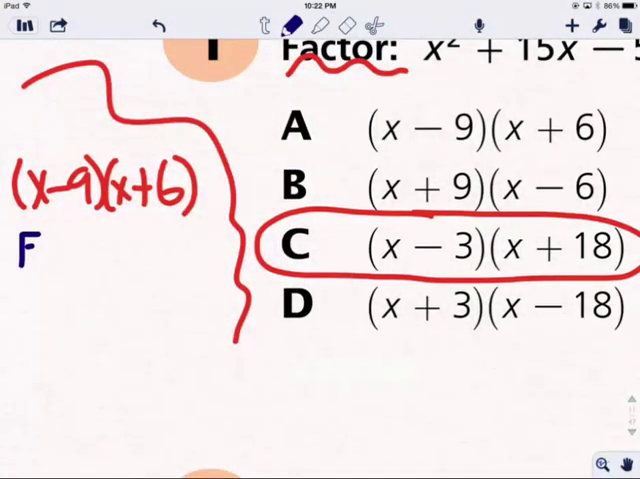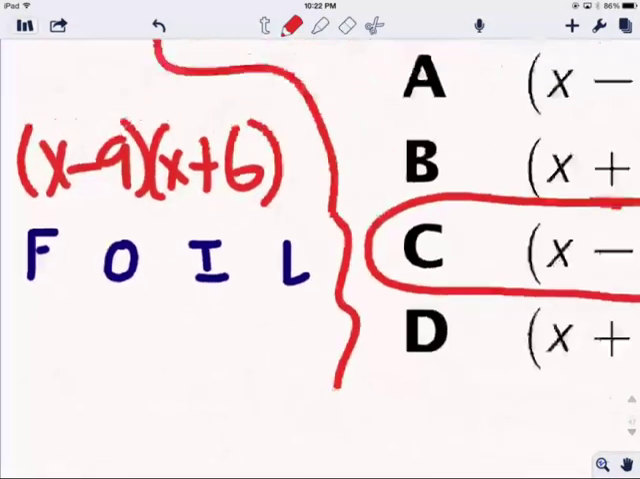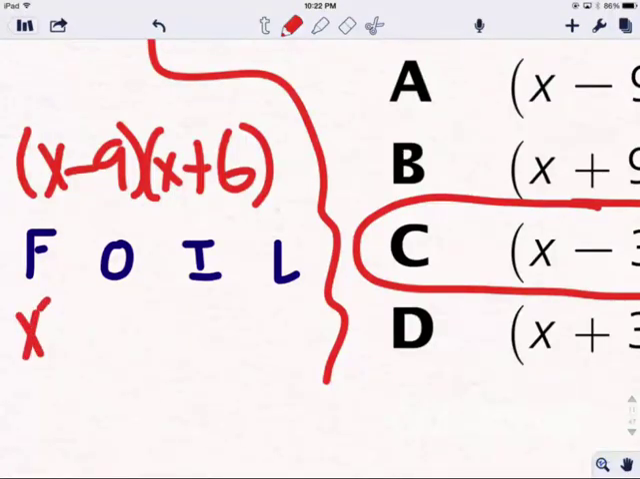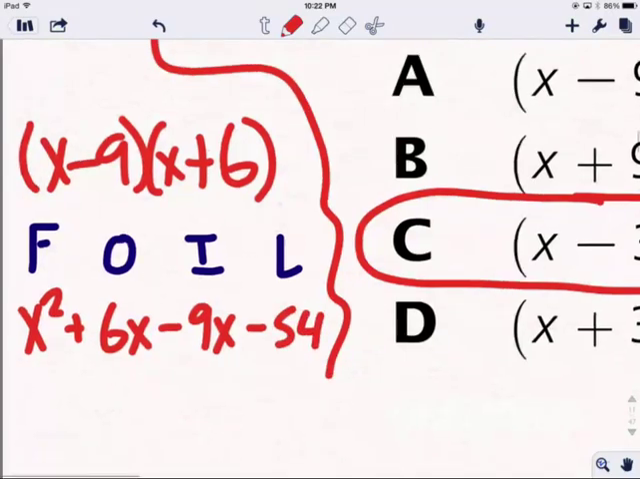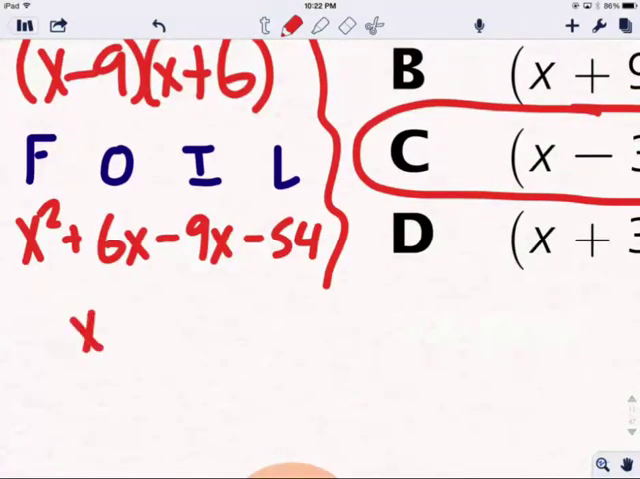you could multiply the first, then the outside, then the inside, then the last two terms in each binomial. The first two terms multiplied together give x squared. Outside, it would be x times 6, which is 6x. Inside two terms is negative 9 times x. And then the last two terms would be negative 54. And then you could collapse the inner two x terms, which would be negative 3x, minus 54.